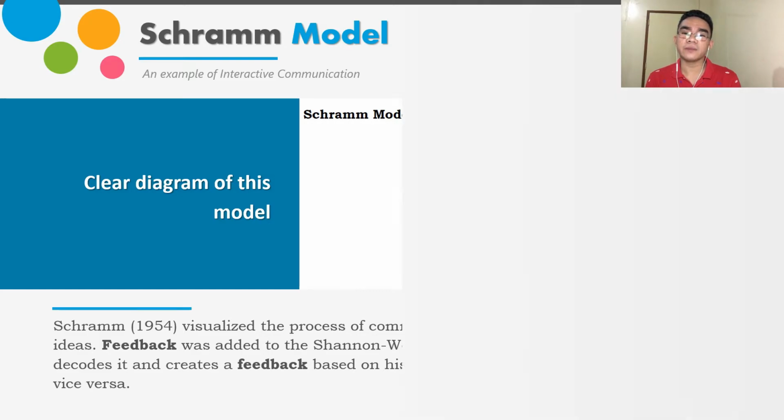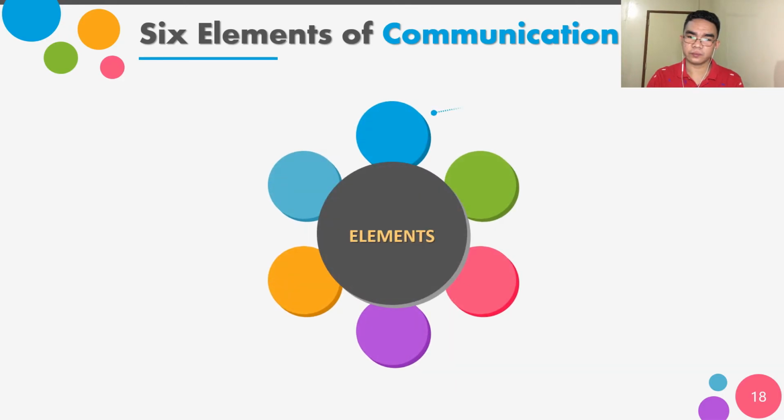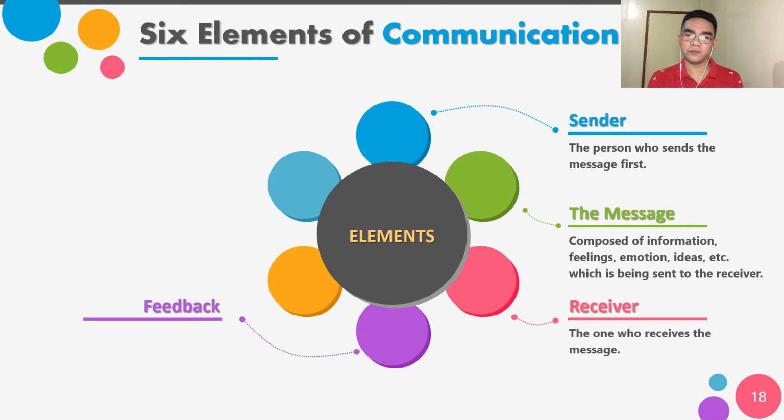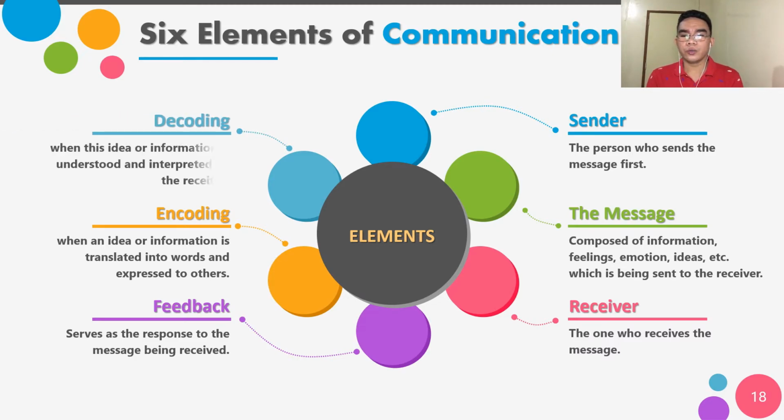Next we're going to proceed with the 6 elements of communication. Okay, so let's focus first on the 6 elements of communication because this is very important. The first one is the sender. What do you mean by the sender? The sender is the one who sends the message first, the first one to start the conversation.